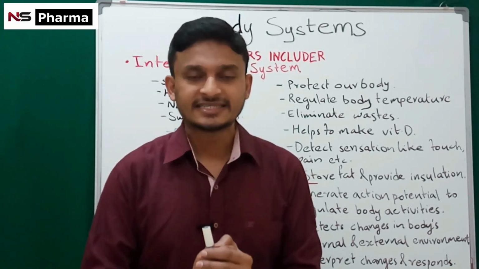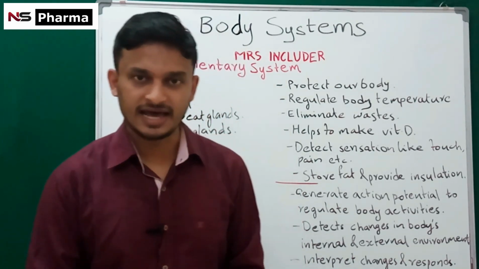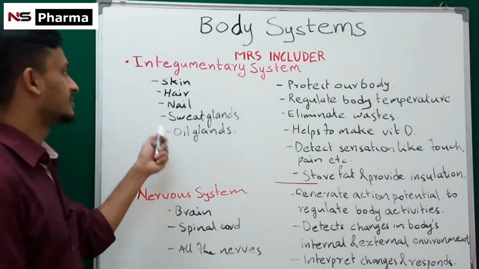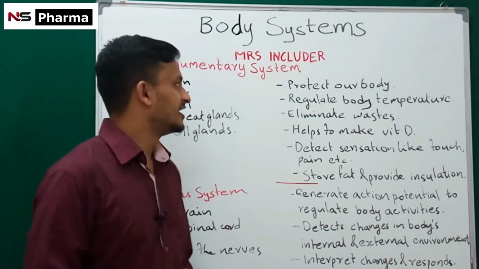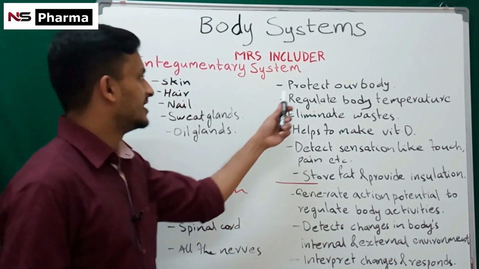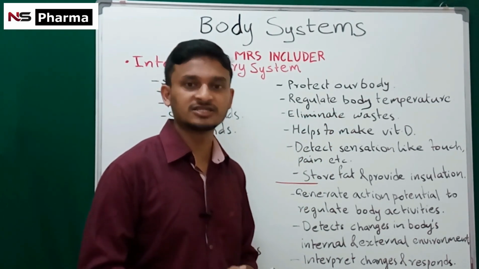Integumentary system includes skin, hair, nails, oil glands and sweat glands. These are the different parts. Now what are the functions of the integumentary system? It protects our body, that is one of the main functions.